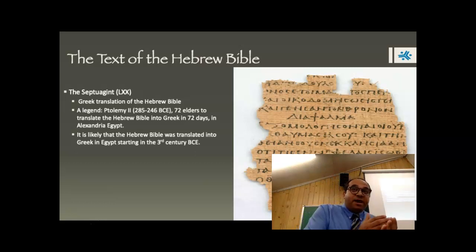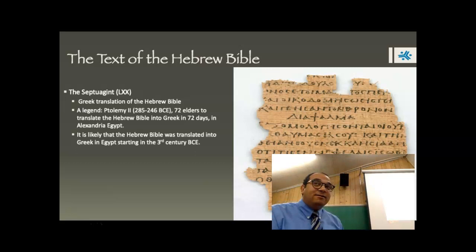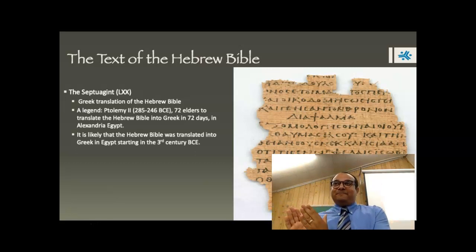So the Jewish community in Egypt in the 3rd century needed the Bible not to be read in Hebrew, but in Greek. The challenge there is that the Greek translation, the Septuagint, has many books that we do not have in the Protestant canon of the Hebrew Bible. And the order of the books in the Septuagint is quite different than the order of the books in the Hebrew text itself. We're going to talk about this when we come to the canon, the different canons.